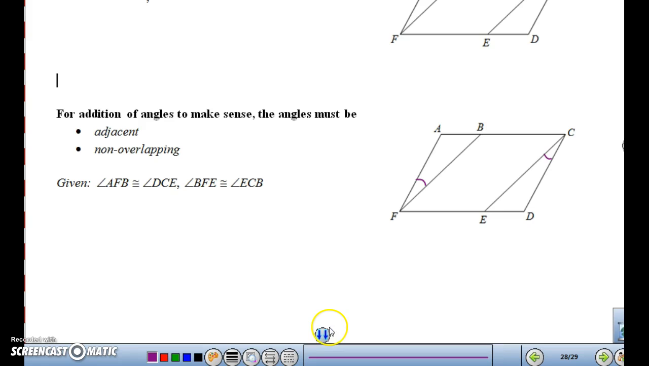Now we also have that BFE, this angle here, I'm putting different hatch marks, or different arcs, on there so I can tell that they're different angles, is congruent to ECB.